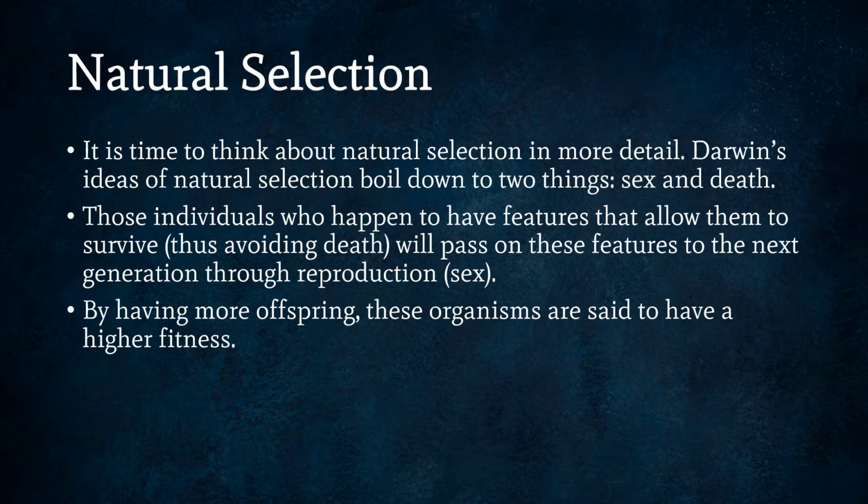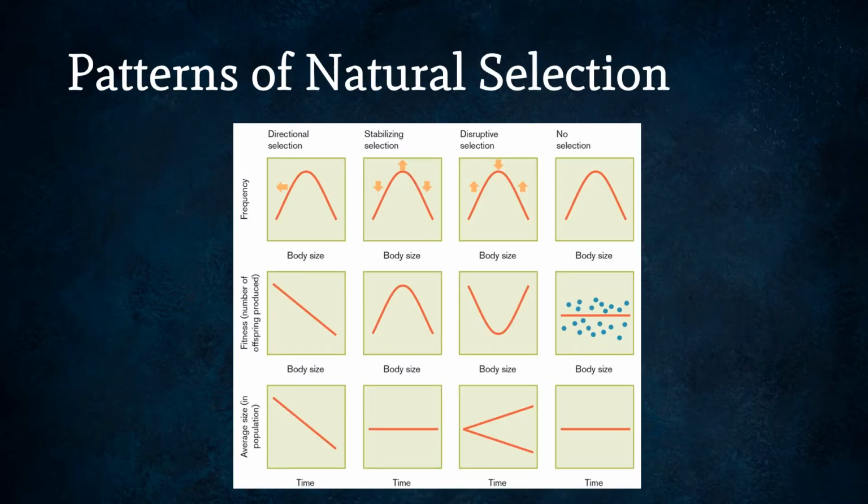By having more offspring, these organisms are said to have a higher fitness. So that's a review of what I said earlier about the importance of reproduction in evolution. Basically, if you don't pass on your genes to the next generation, you are insignificant as far as evolution is concerned. So I mentioned earlier that natural selection can do different things. There are different patterns of natural selection: directional selection, stabilizing selection, disruptive selection, or no selection.